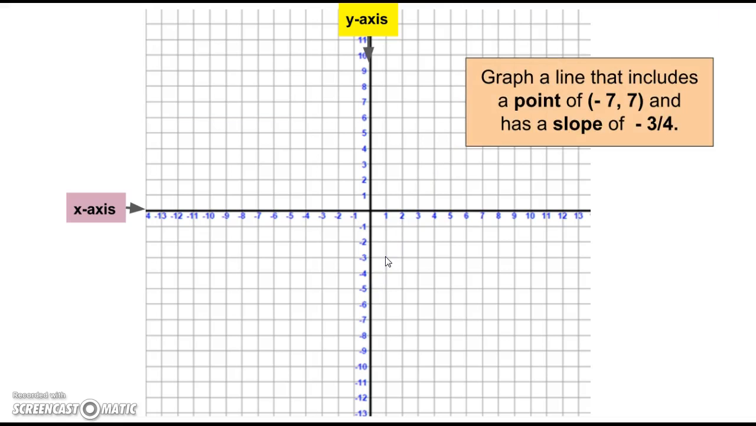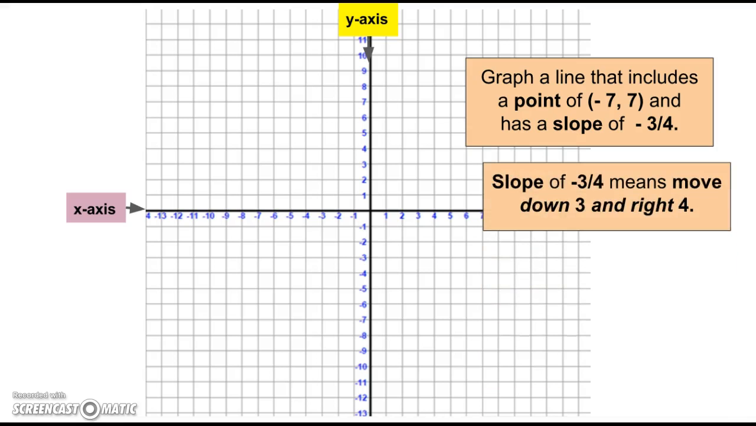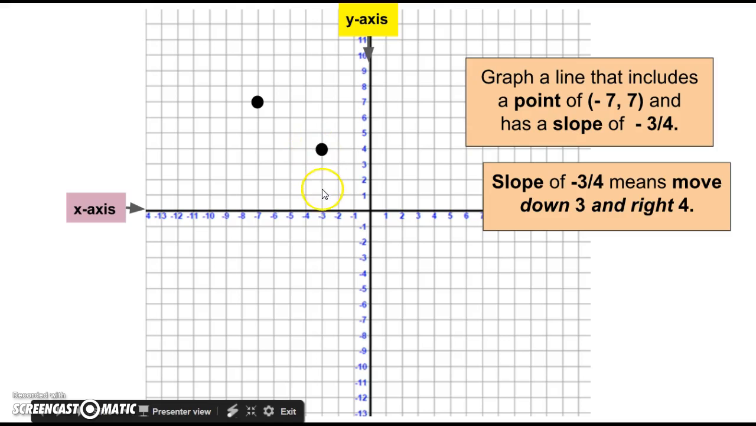Graph a line that includes a point of (-7, 7) and has a slope of negative 3/4. We start by finding that point, negative 7, 7, and there's our point right there. The slope of negative 3/4 means to move down 3 and to the right 4. So 1, 2, 3 down, 1, 2, 3, 4 over. It should be right there.